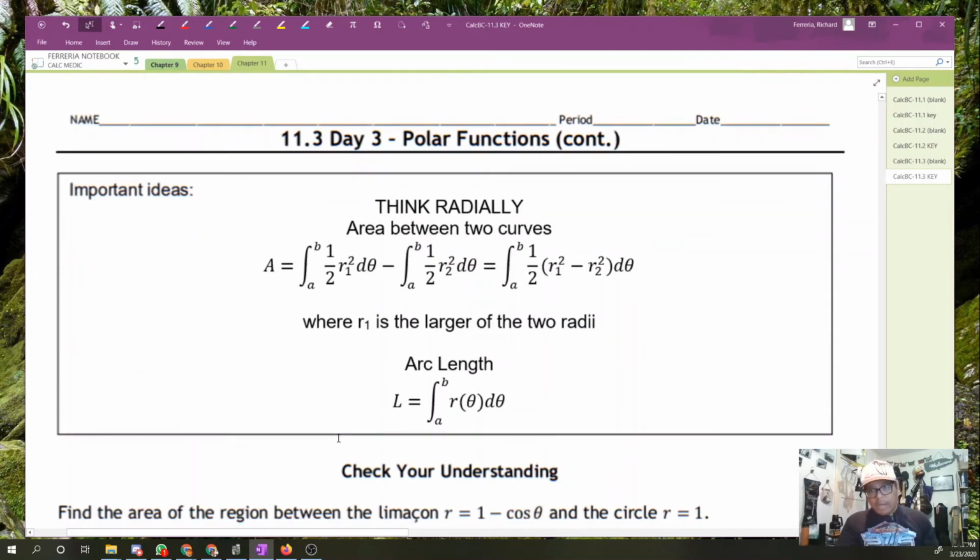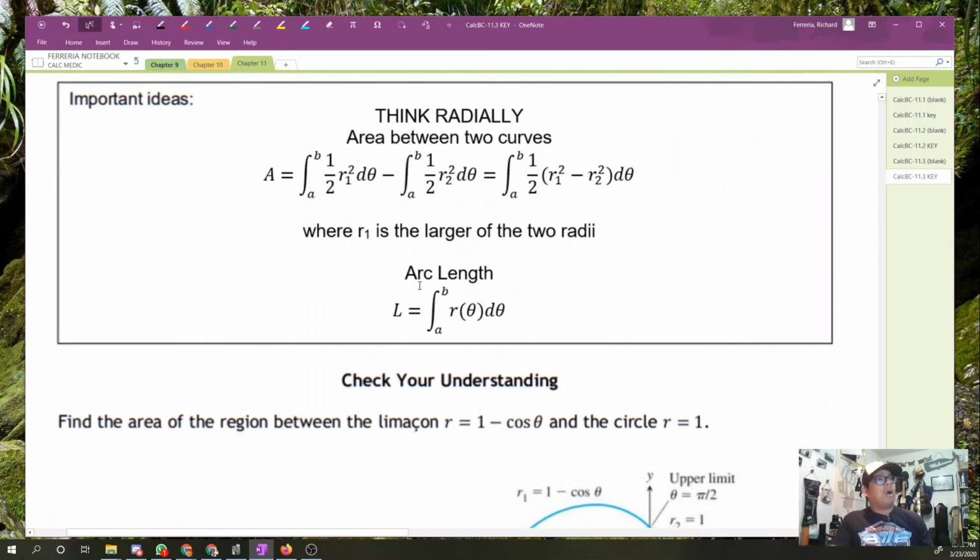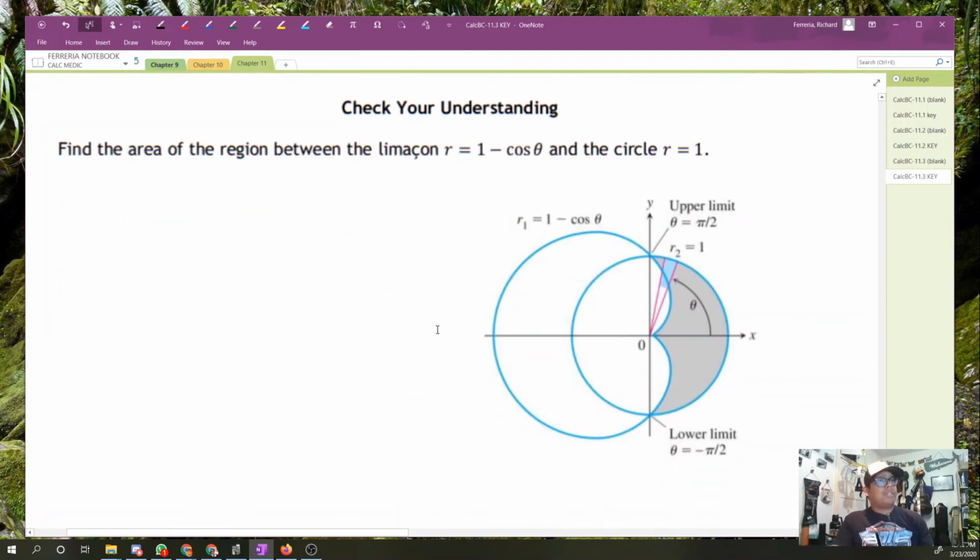Okay. Take a minute here and pause, or I'll just talk through it. We've got the area formula again. It's the larger area using the outer radius minus the inner area using the smaller of the two radii. If you like, you can combine them into a single integrand, although it's not necessary. Arc length is just, of course, the integral from a to b of r. Let's take a look at the check your understanding.